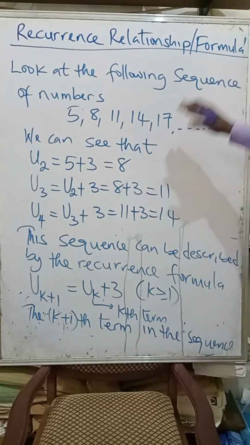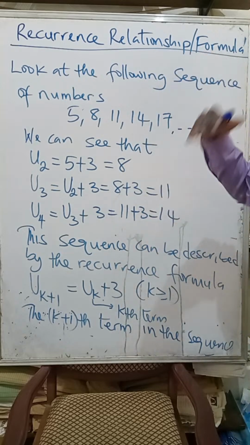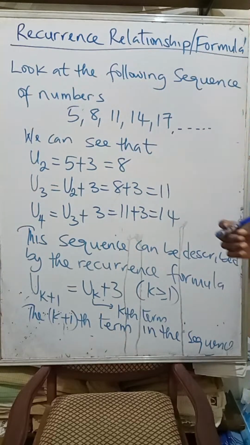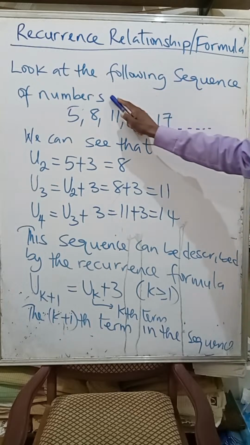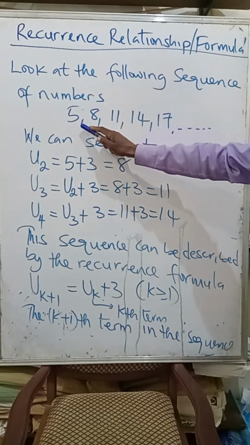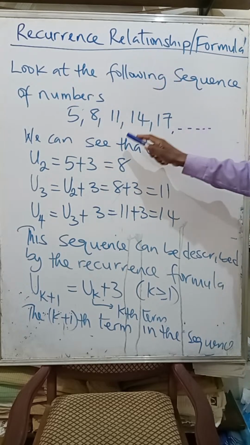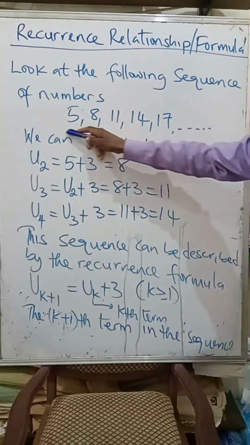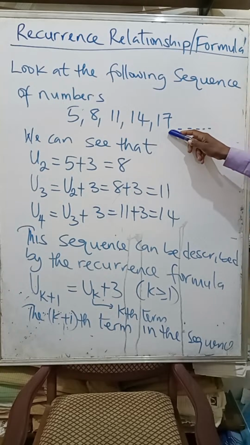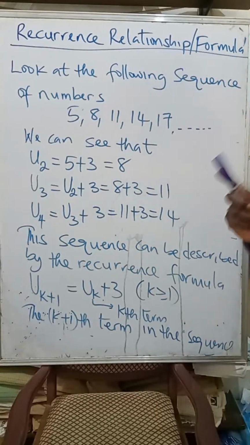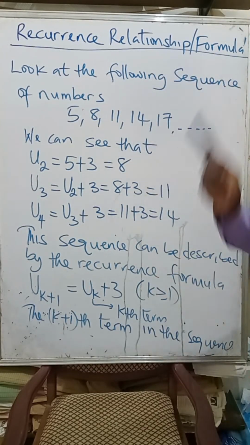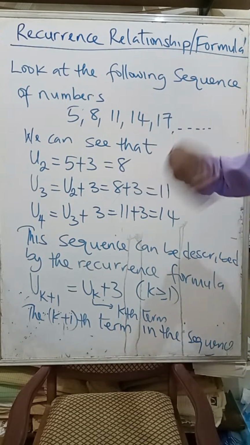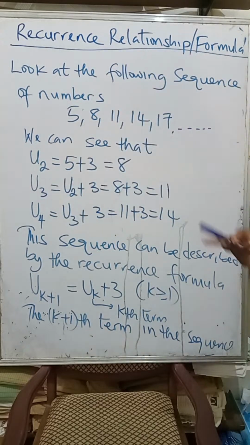Let's look at this illustration here, and after that we'll start taking exercise questions. Look at the following sequence of numbers: 5, 8, 11, 14, 17. The sequence goes like that. These numbers are increasing by what? By 3. The first number is the first term, the second number is the second term, the third one is the third term, and it goes on like that, fourth, fifth, sixth, and so on.